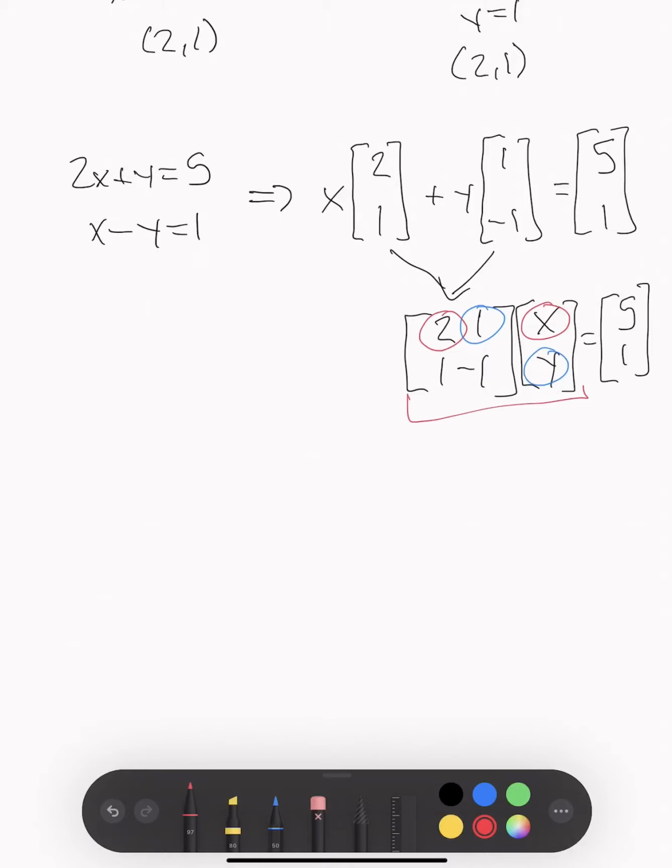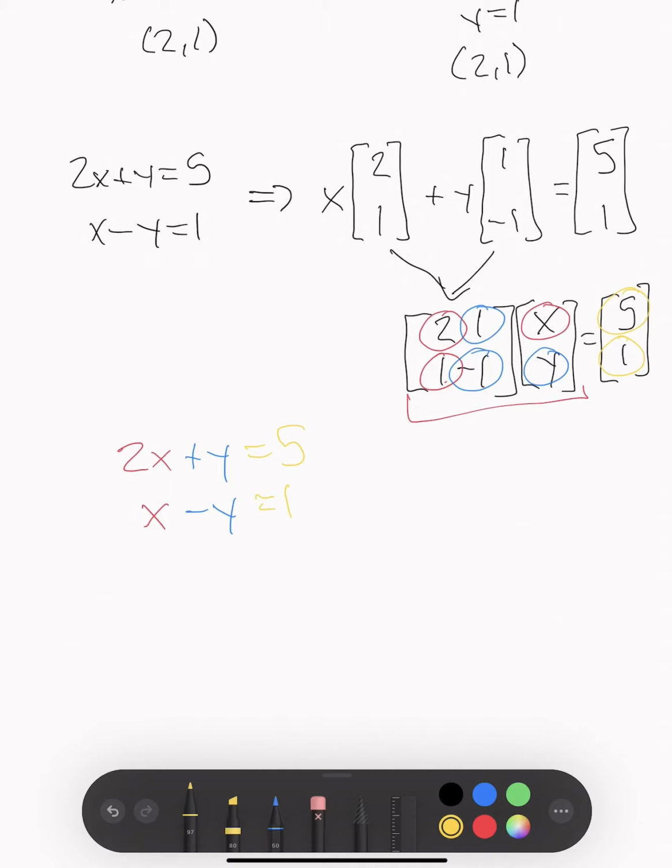So if we read this out, we get 2x plus y, and then you expect that to give you what's up here, so it is equal to 5. Great. So again, you take this 1, you multiply by the x, so you get x. You take this negative 1 here, you multiply it by the y to get minus y, and you should get what's on the bottom here, which is equal to 1.